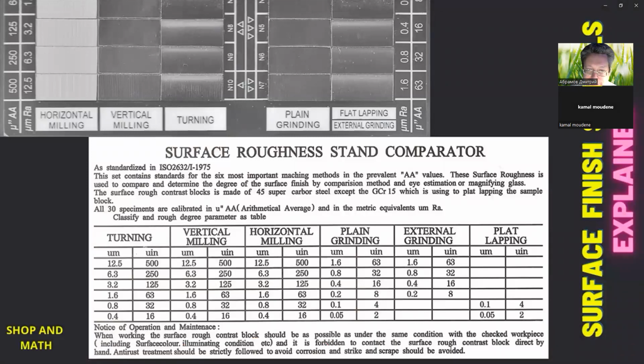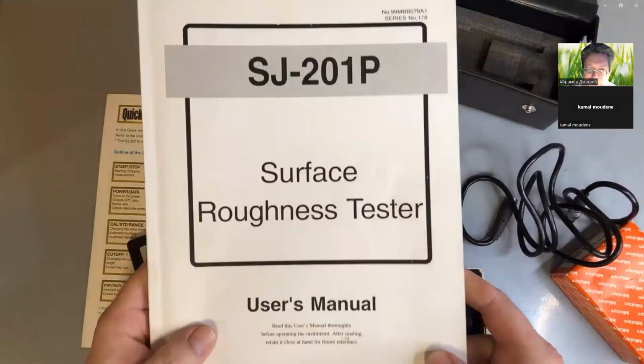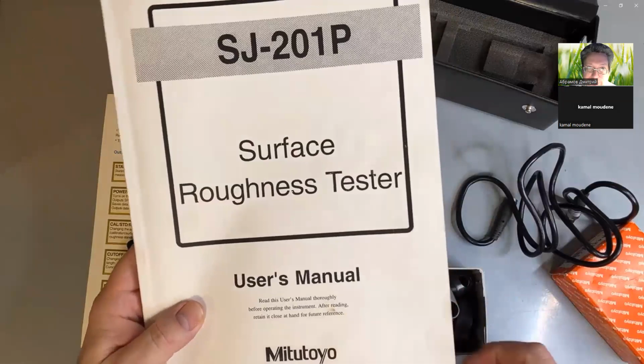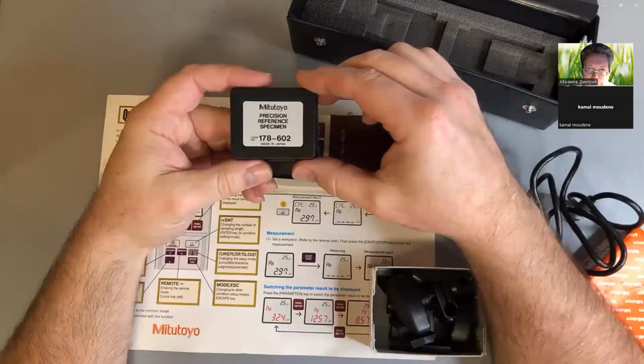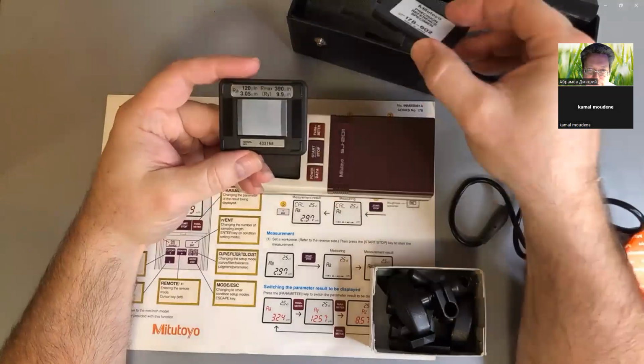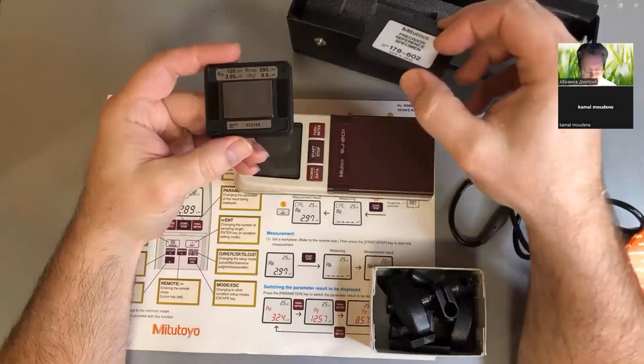A 2 lap is pretty much the same as what we have. Profilometer or surface roughness tester. So why do I keep calling this a roughness tester? Because that's what Mitutoyo calls it. This also comes with a precision reference specimen. If you look at this, we used this earlier today when we calibrated the machine.